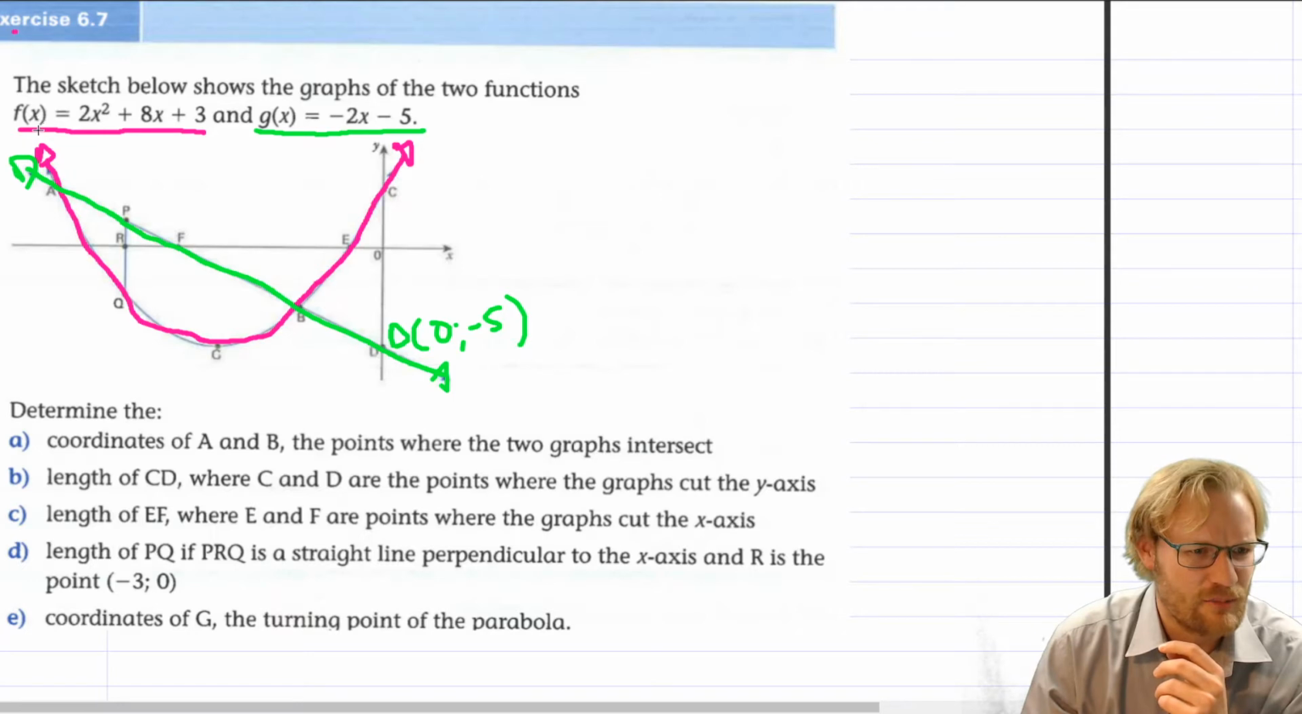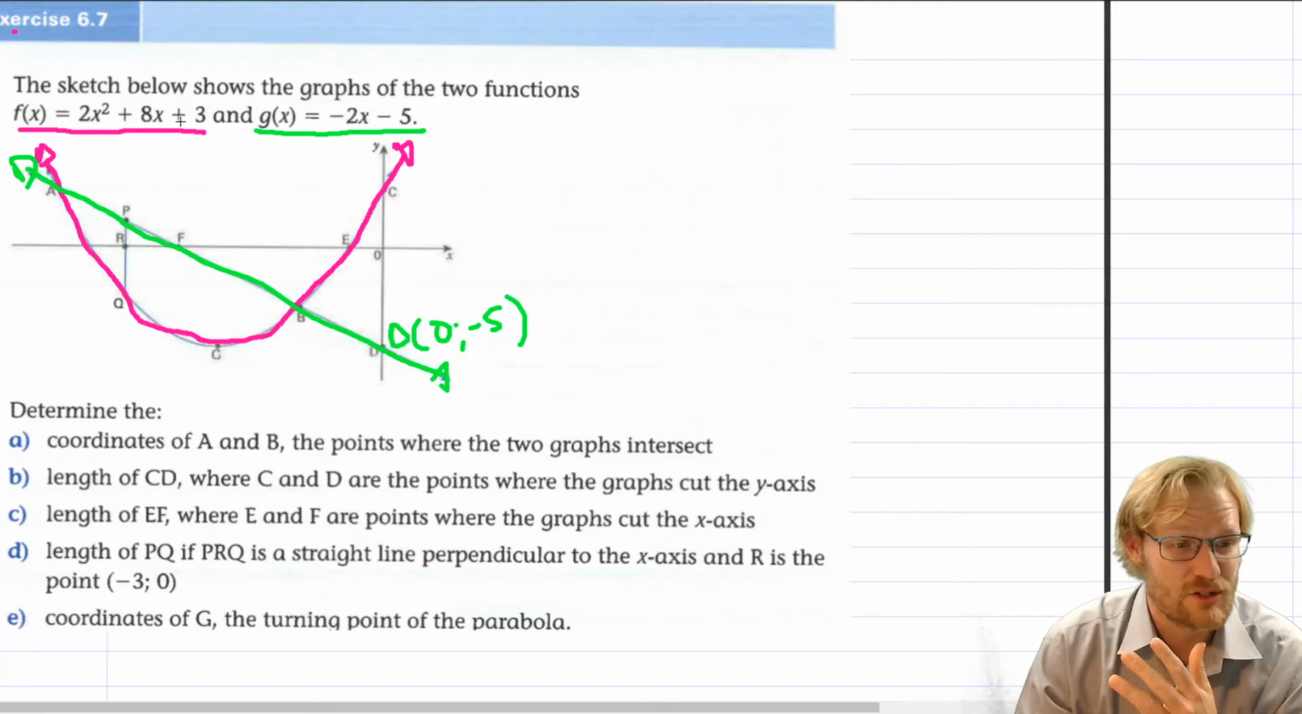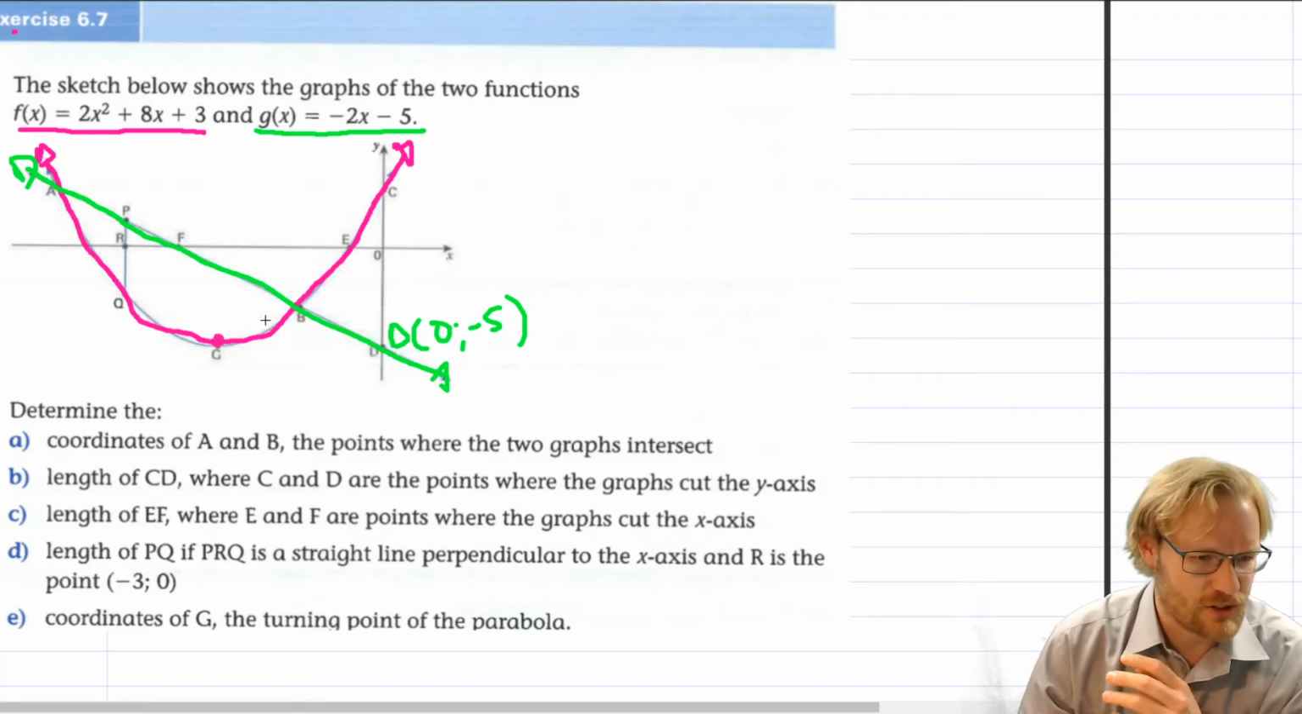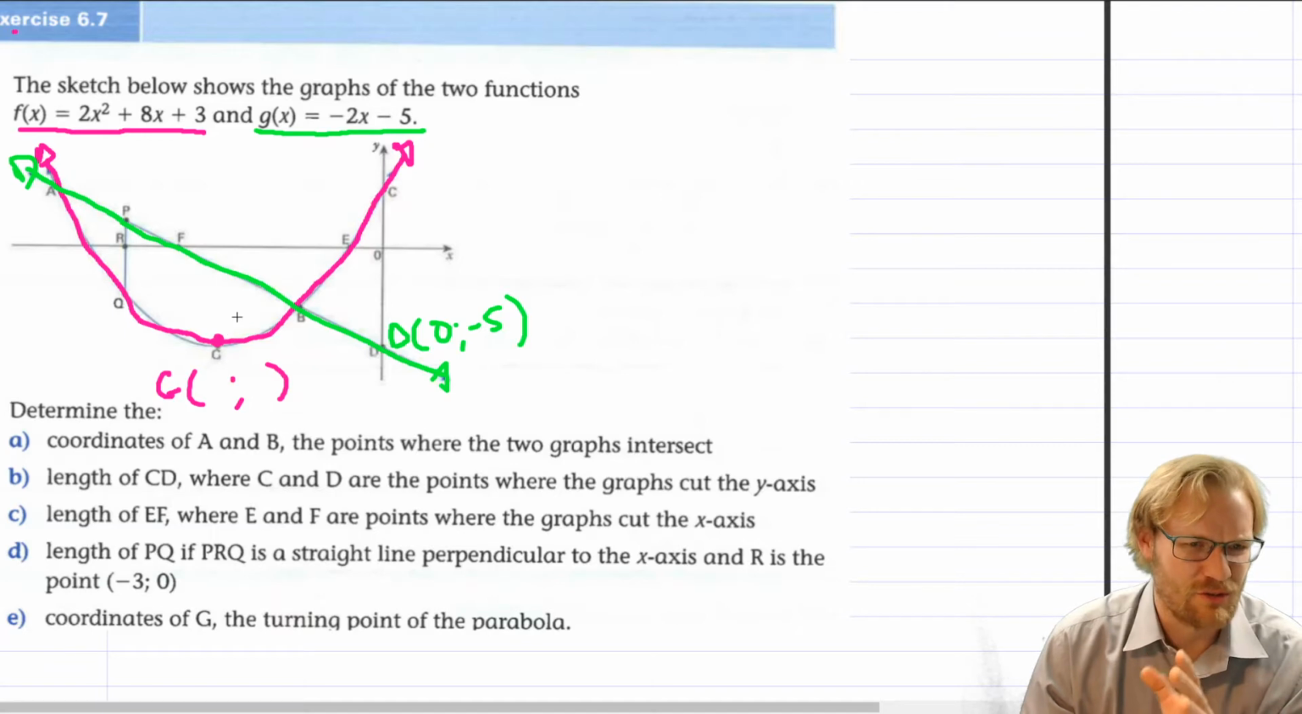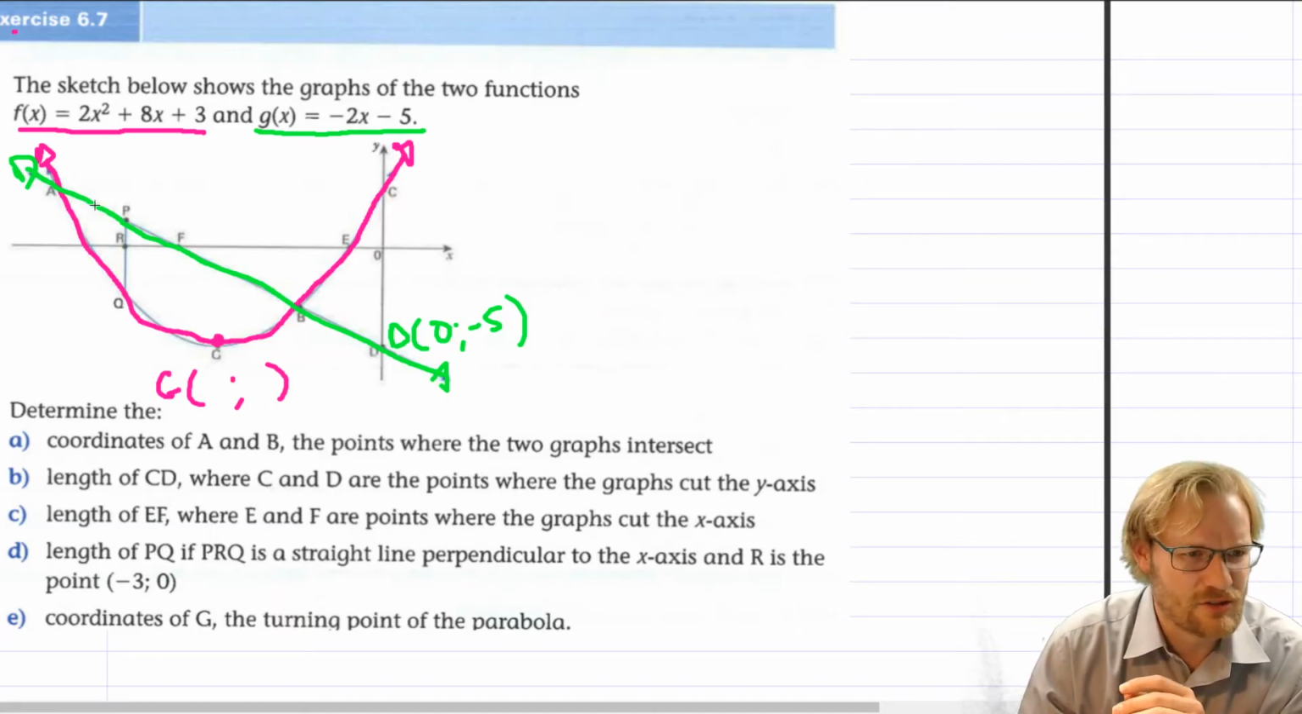For our parabola, let's go through. We've got ax squared plus bx plus c. It's in that form at the moment, so not turning point form, so we don't know what this point G is going to be. It's not obvious from the equation. Okay, what else do we know?